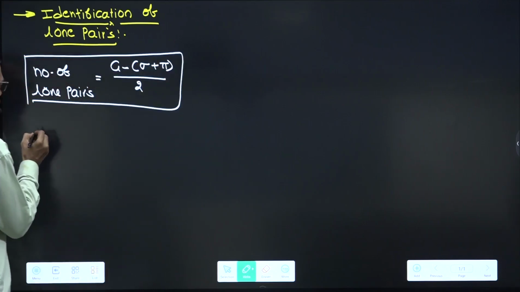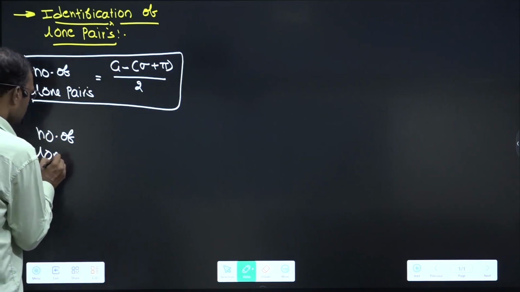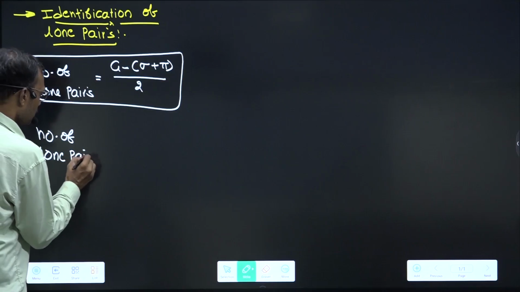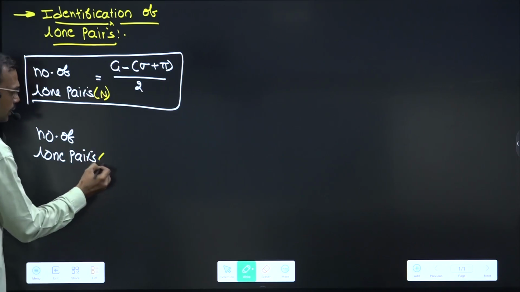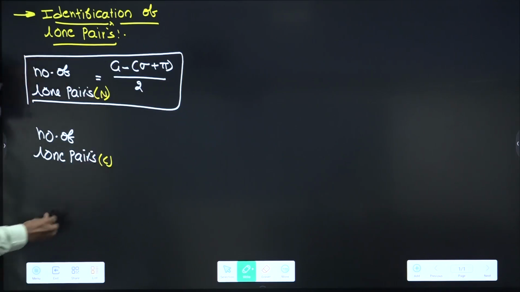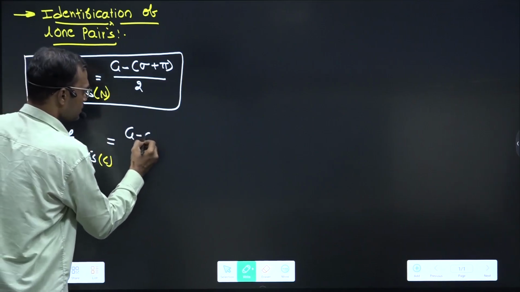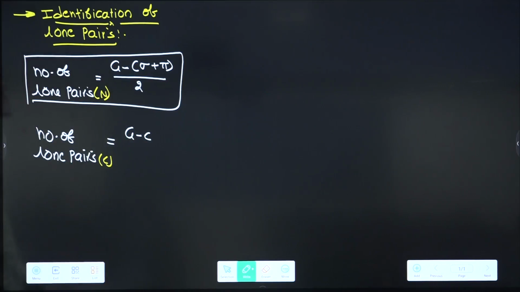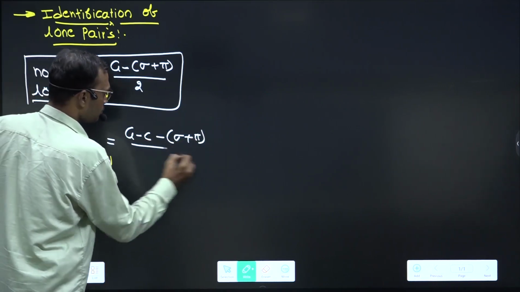Okay. Now here I can write number of lone pairs. Here I am writing N. N is nothing but neutral. And here I am writing cation. C is nothing but cation. Number of lone pairs present in a cation is: here C, group number minus the charge present on that cation. Okay, then followed by minus of sigma plus pi by 2.